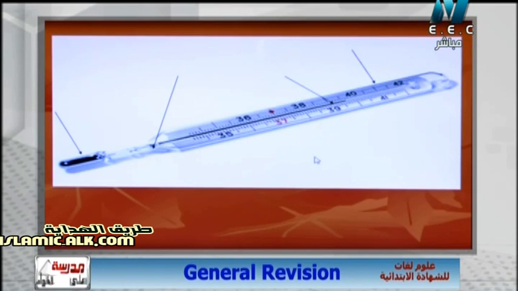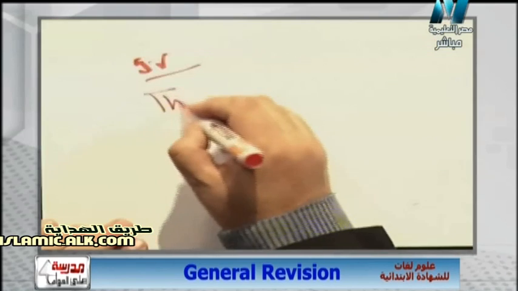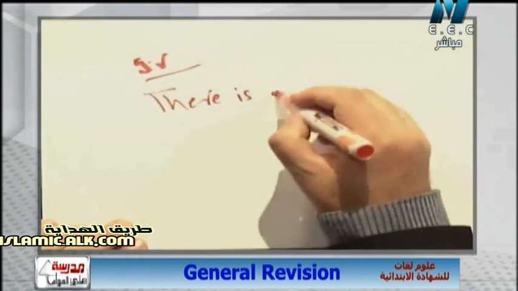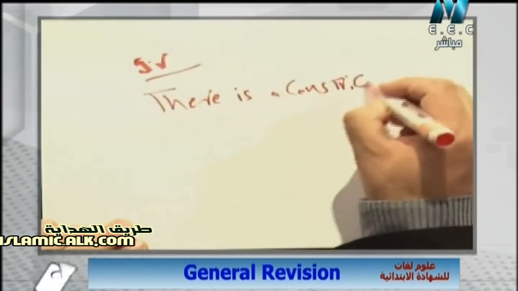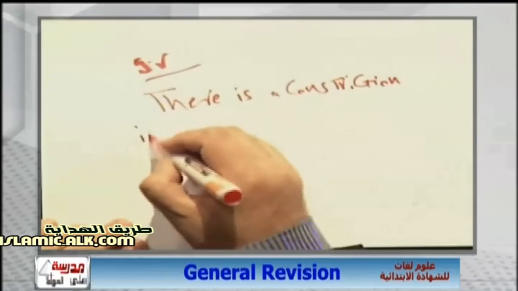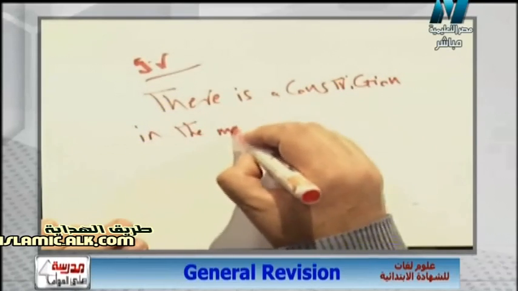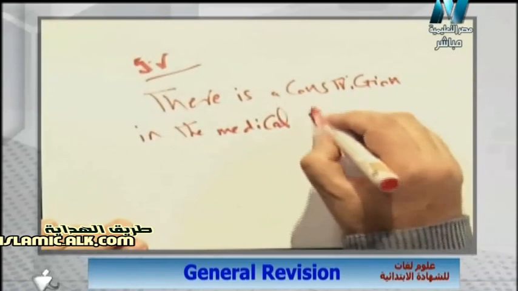So here I have a very important give reason. Let me write it, please. The question says give reason. نكتب مع بعض. Give reason. There is a constriction, يعني ليه في اختناق? There is a constriction in the medical thermometer.